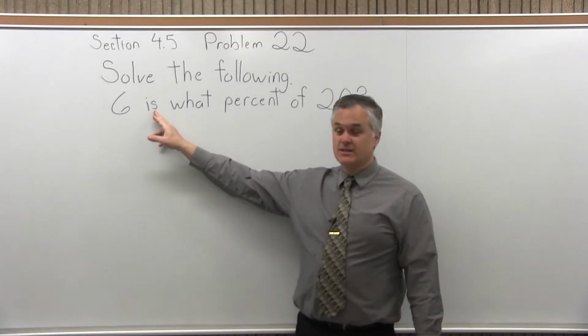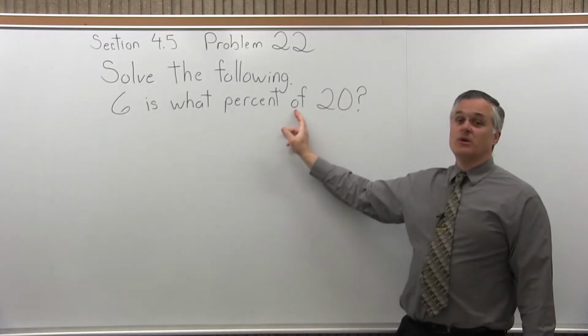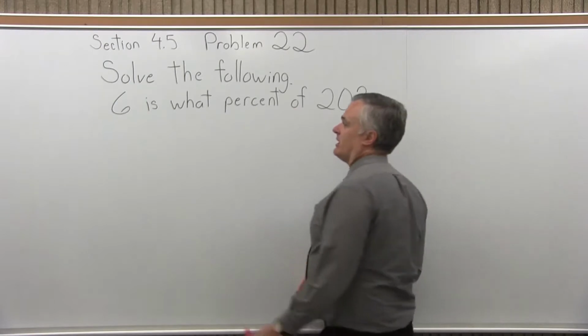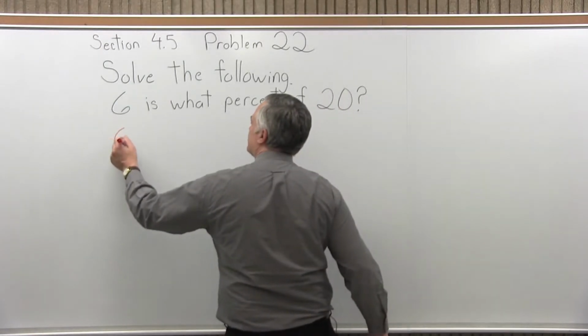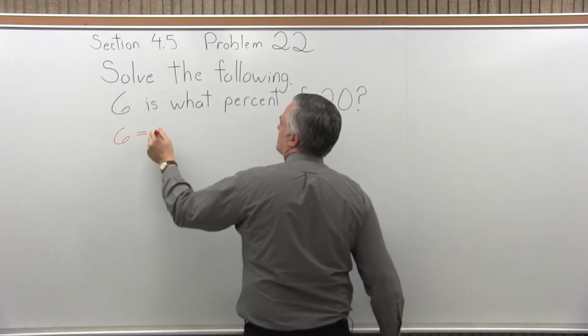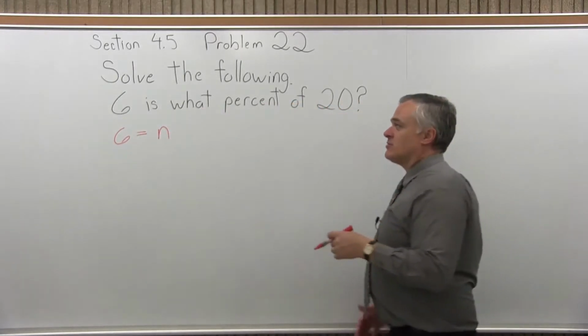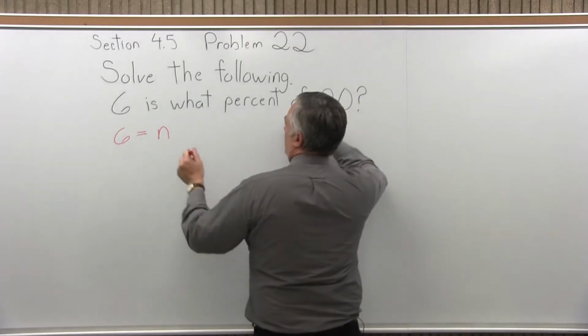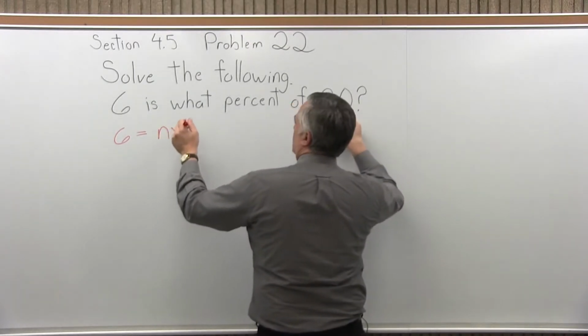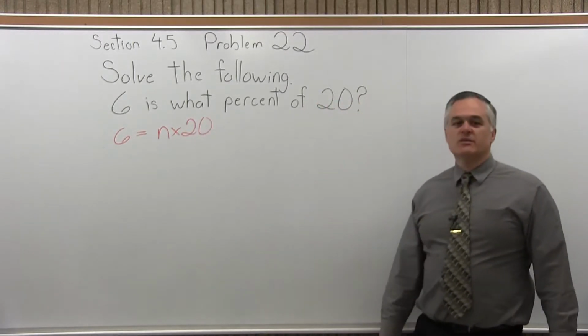One is "is", that will become equals. The other keyword is "of", that will become times or multiply. So "6 is" becomes 6 equals. What percent? The percent is unknown, so we'll just name it with a variable. We'll use n. Some people like to use p for percent. That's fine. "Of" will become a times, and then 20. So as an equation, you have 6 equals n times 20.